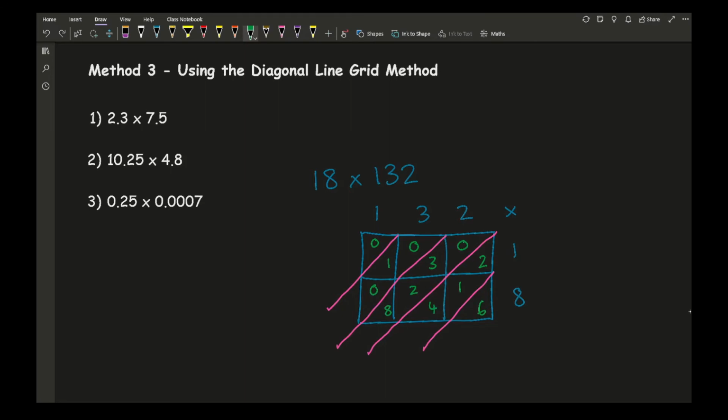And now I'm going to add together the diagonal lines. So here in the first one, I've got 6, and I've got 2 plus 1 plus 4, which is 7. 0 plus 3 plus 2, which is 5, plus 8 is 13. And I'm going to carry the 1 over to this one. Then 1 plus 1 plus 0 is 2, and I've got a 0. Now, this here is your answer. So the answer to this question is going to be 2, 3, 7, 6, and there is my final answer.